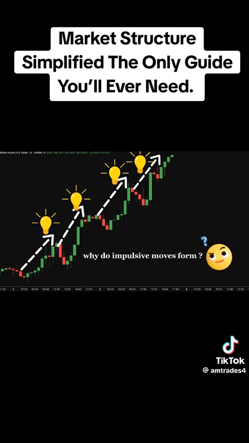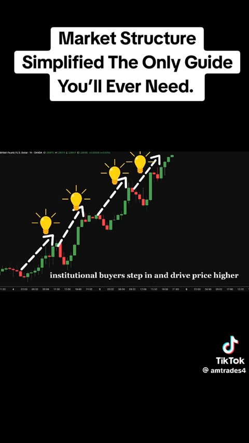Why do impulsive moves form? Because smart money, institutional buyers, step in and drive price higher. But once price reaches a certain point and buyers feel it's too high, many of them take profit. This causes momentum to pause and the market temporarily pulls back.